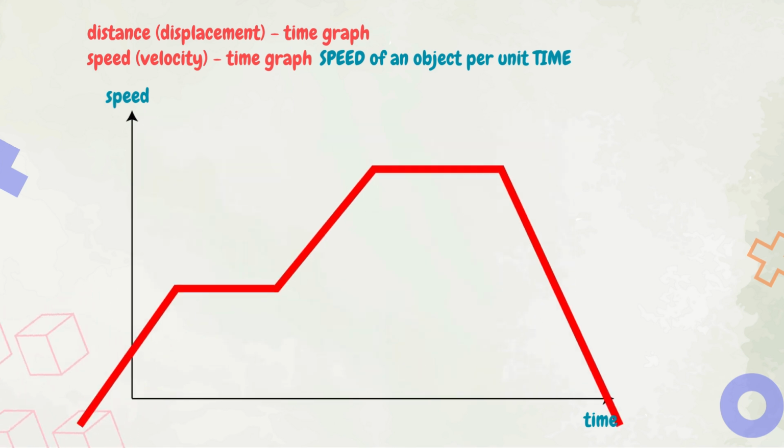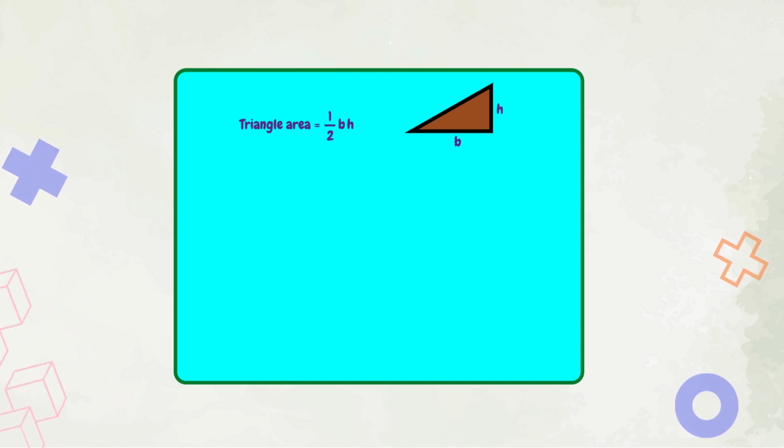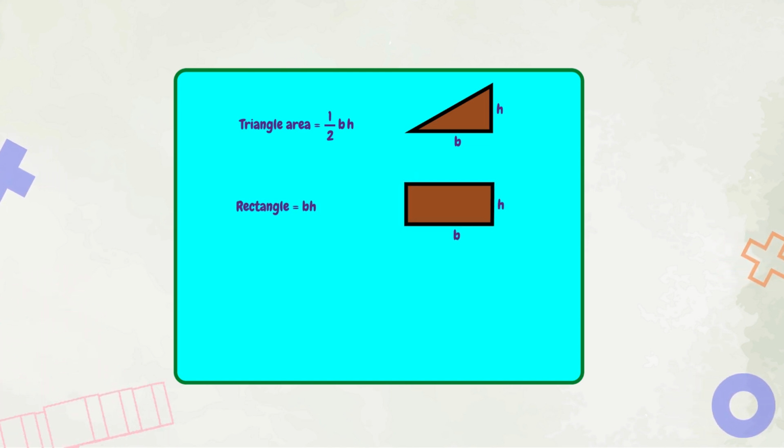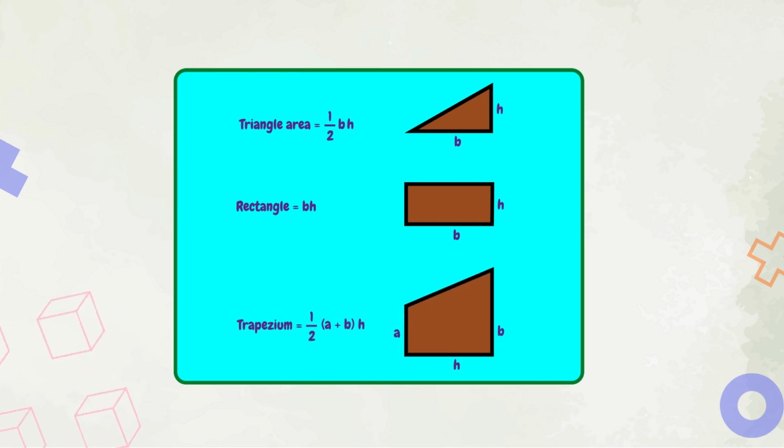represents the distance covered. The formula for calculating the area of a triangle is half times b times h. The formula for calculating the area of a rectangle is b times h. The formula for calculating the area of a trapezium is half times (a plus b) times h.